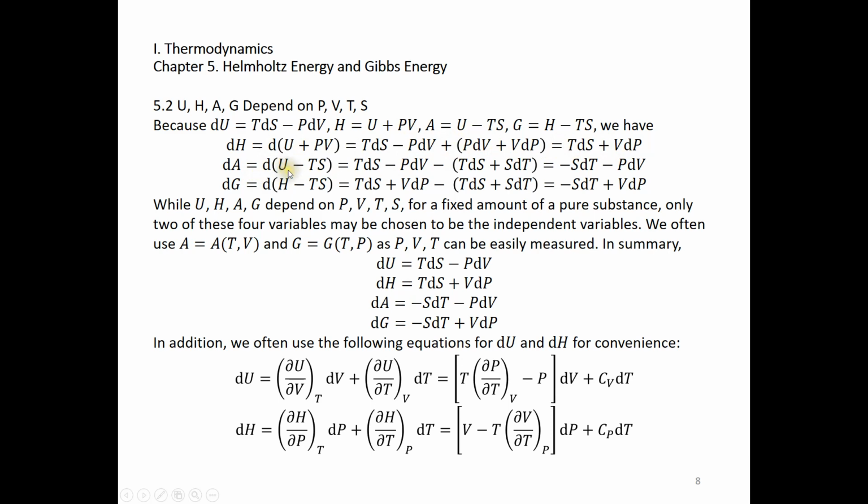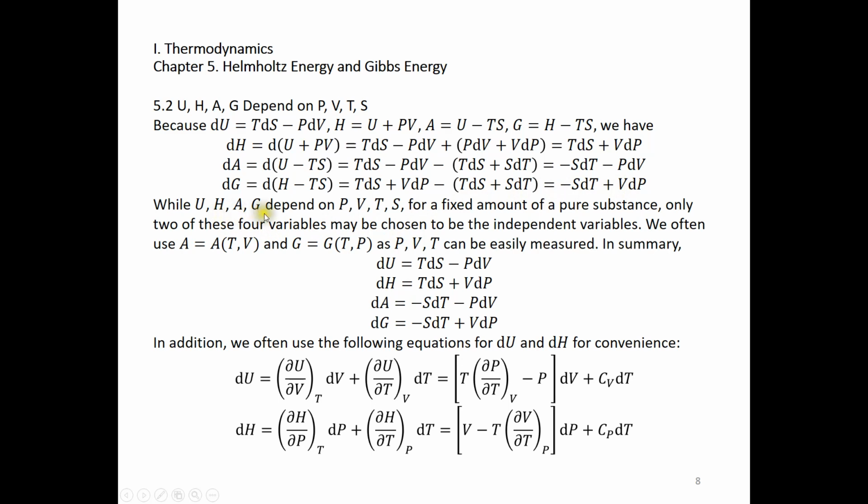dA is dU minus dTS. This part is dU, TdS minus pdV is dU, and then minus TdS minus SdT. Therefore, dA is negative SdT minus pdV. And also we have this dG over here. dG is dH minus dTS. dH is TdS plus VdP right here, and we can expand dTS using the product rule in calculus. And finally, dG is negative SdT plus VdP.